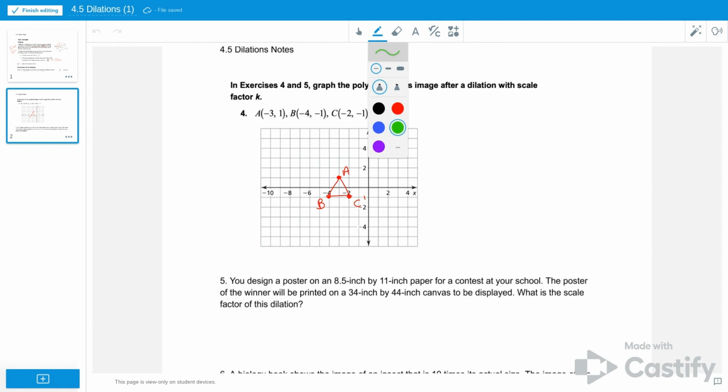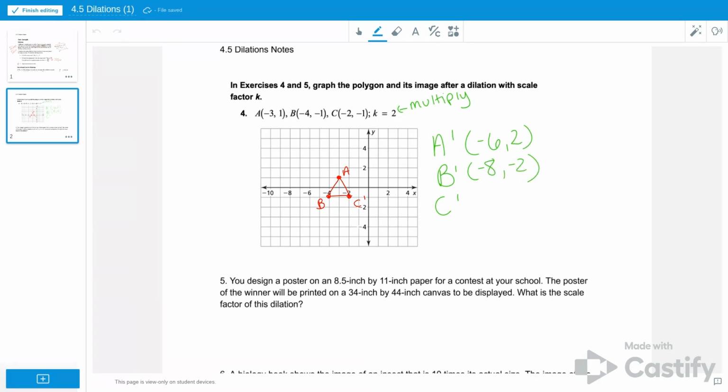So there's my original image. And then to find my new values, I'm going to take my K, and this is what I'm going to multiply each point by. So A prime then would be -6, 2. B prime would be -8, -2. And C prime would be -4, -2. And as you graph it, you should know that this gets larger, so your image should be larger. And there is my enlargement.